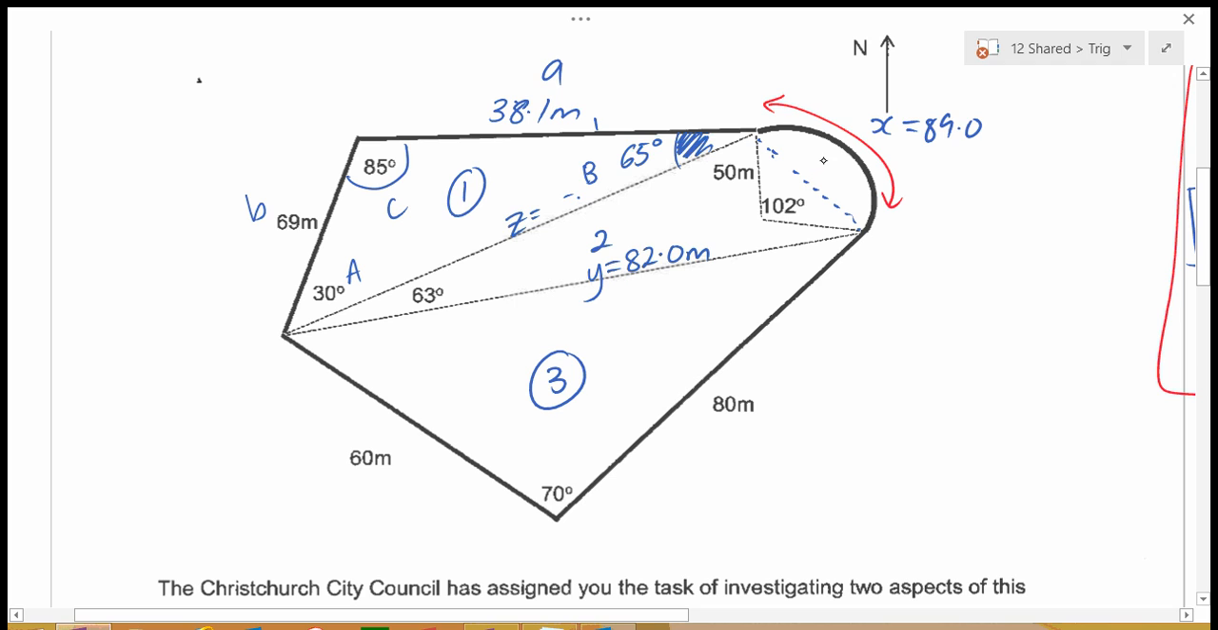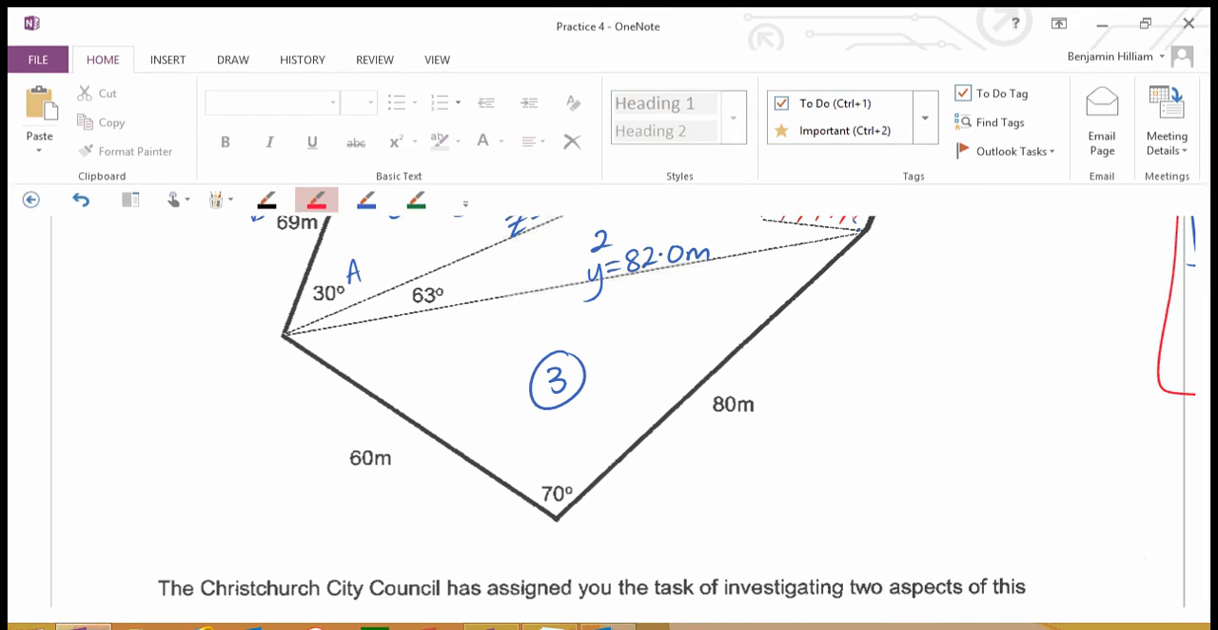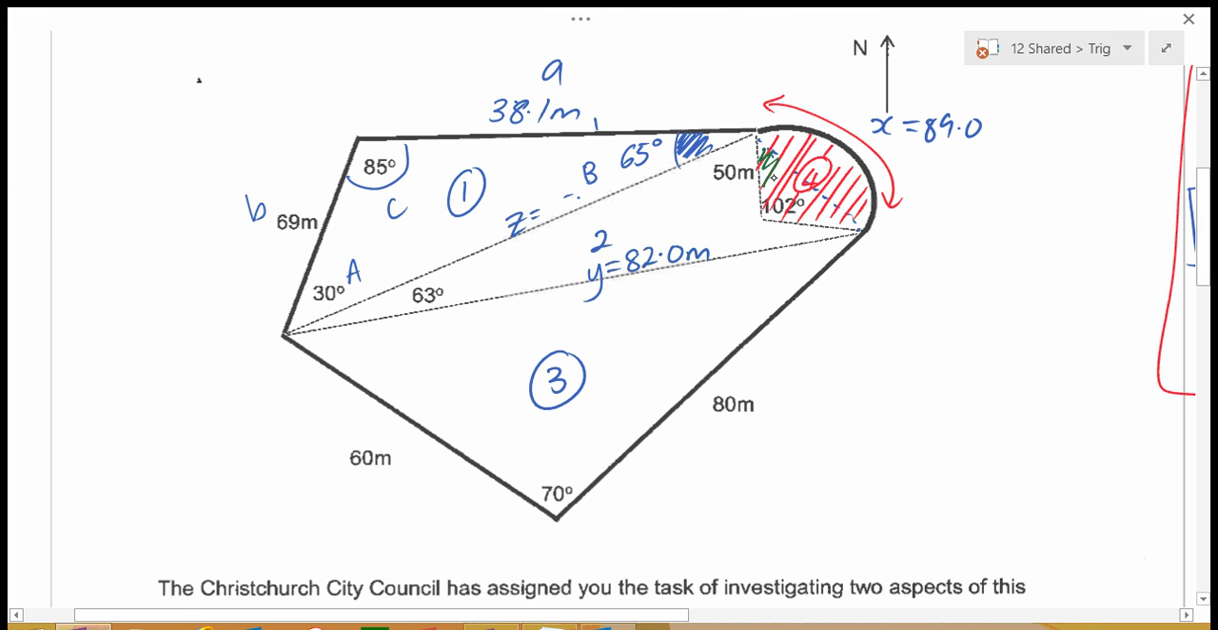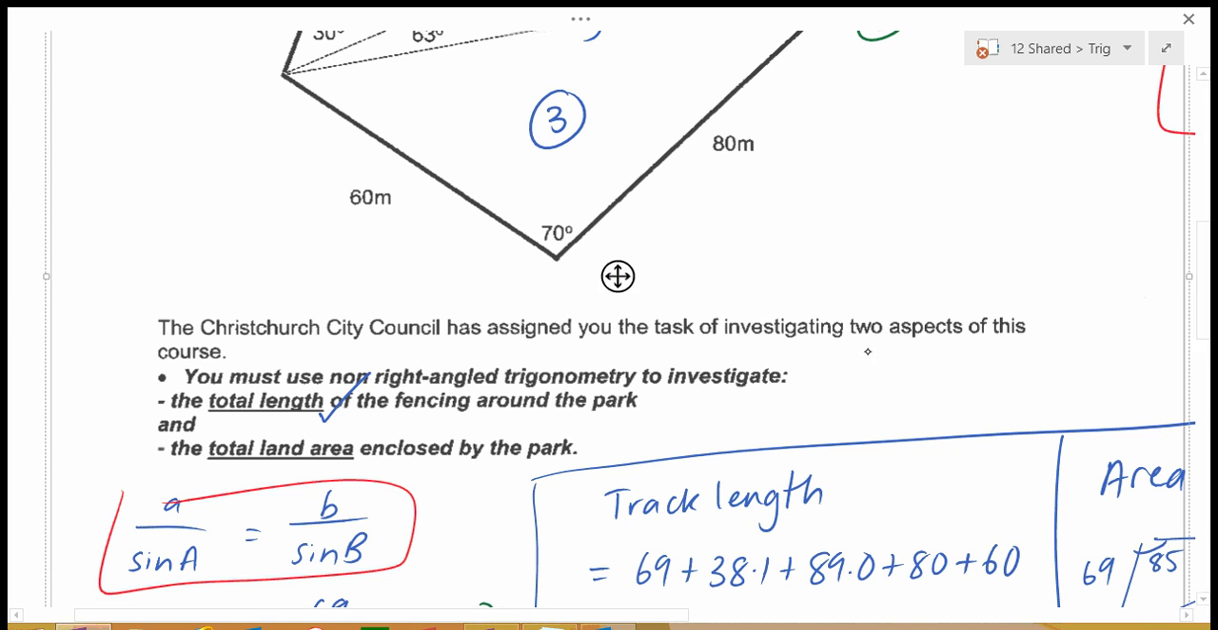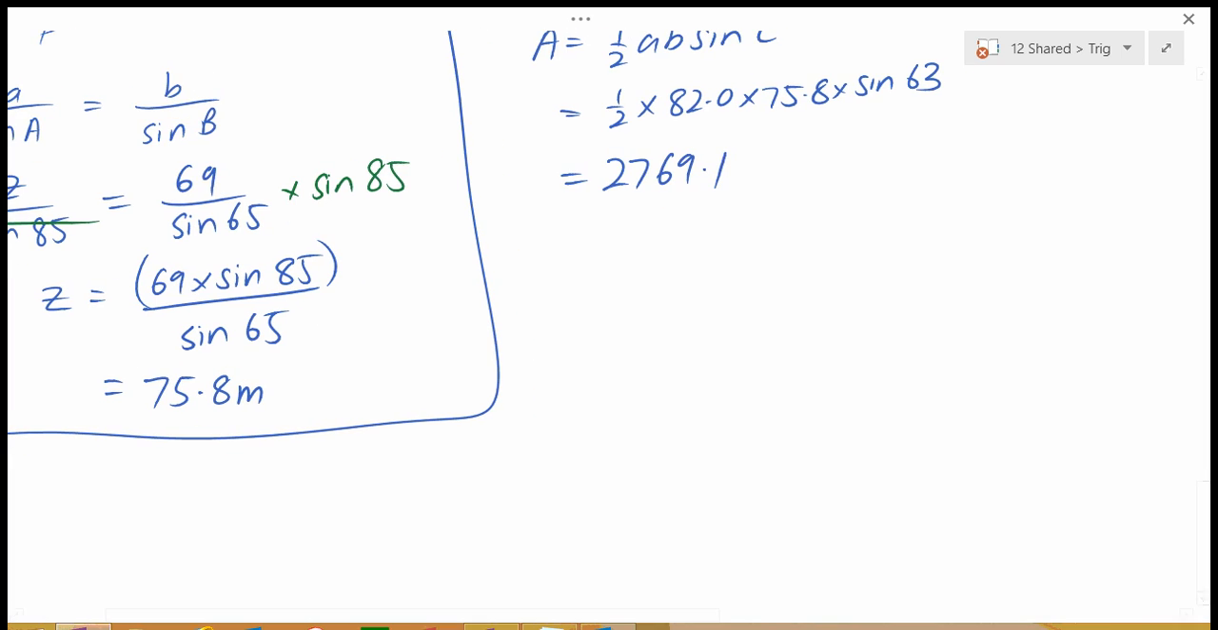I'll call the whole area 4. So all of that area there is 4. And then this little area here, I'm going to call that area 5. And so we're going to add area 4, and we're going to take area 5 off. So let's do that. Area 4, we'll draw a diagram. Area 4 looks like this basically.